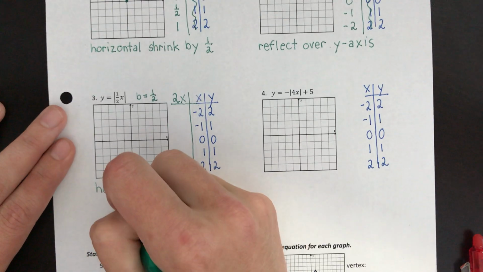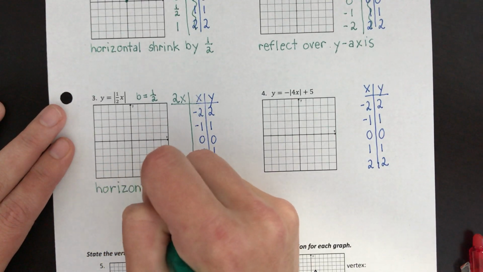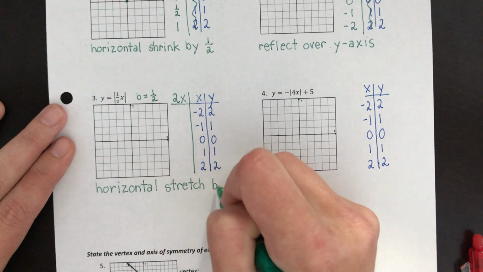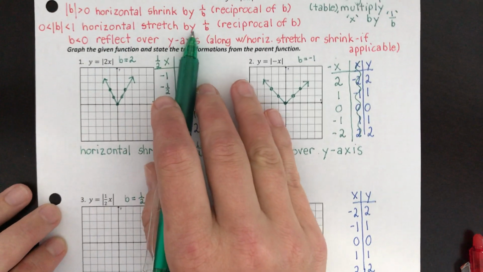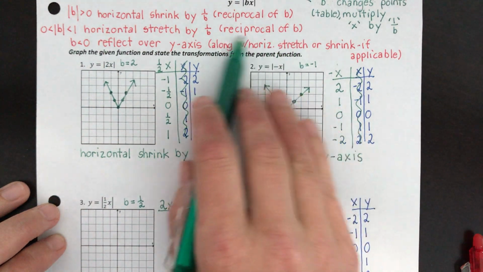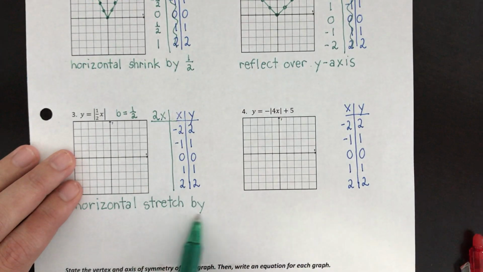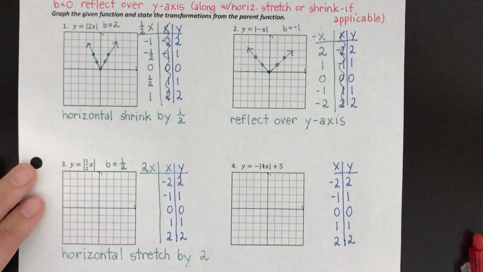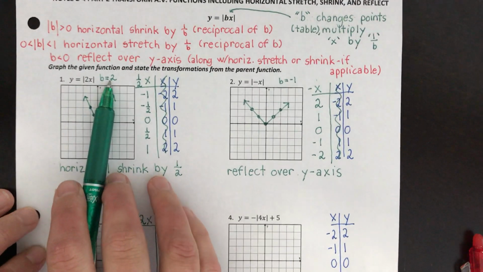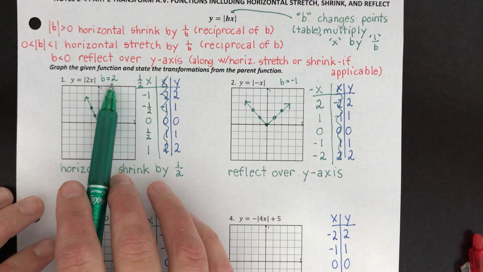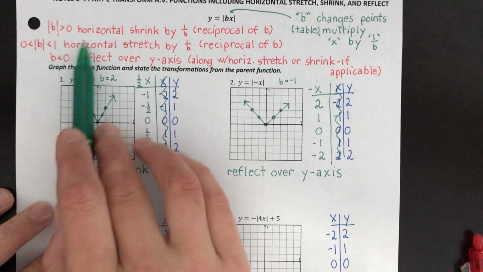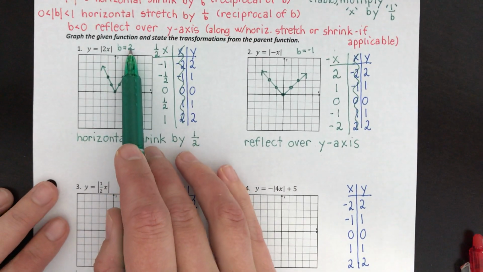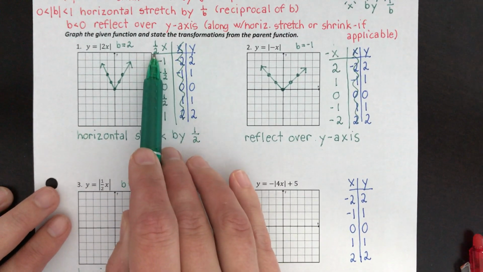Can you see it? Horizontal stretch by, remember, that's my horizontal stretch by 1 over B, or the reciprocal of B. So I would say that's a horizontal stretch by 2. Okay, so here's where you have to be really, really cautious. When you get your B value, after that, you don't really do anything with it other than use that to examine what you're going to have here. But otherwise, you'll notice once you get your B value, you always reciprocate it here in the table.